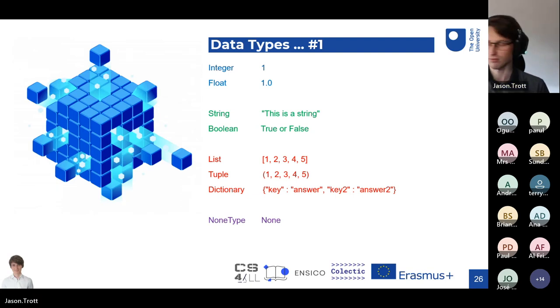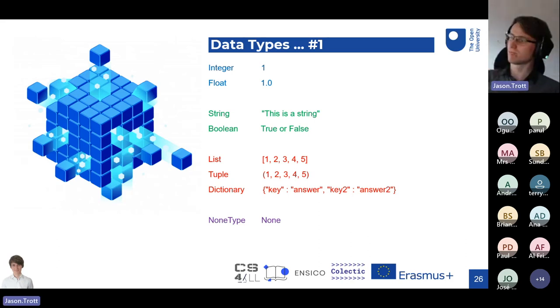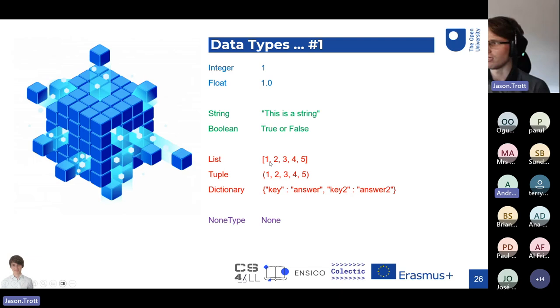So for a list, we would use square brackets and then comma separated values. It doesn't have to be integers. It can be any other type of data as well. With a list, you can edit what is in that list using positional functions. So if we wanted to change this 1 to a 7, you would say that placeholder 0 needs to be equal to 7. We always count from 0, so 0, 1, 2, 3, 4.